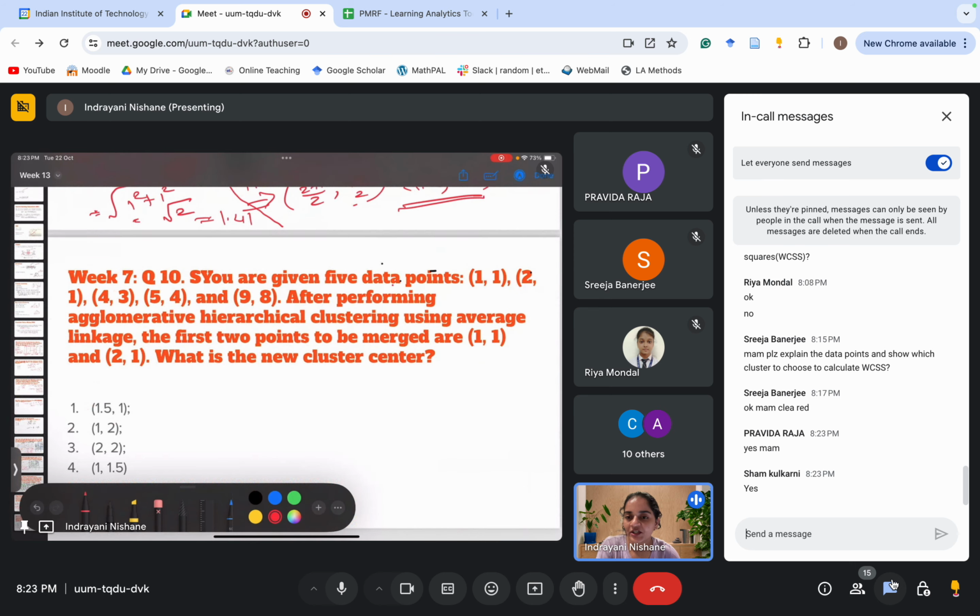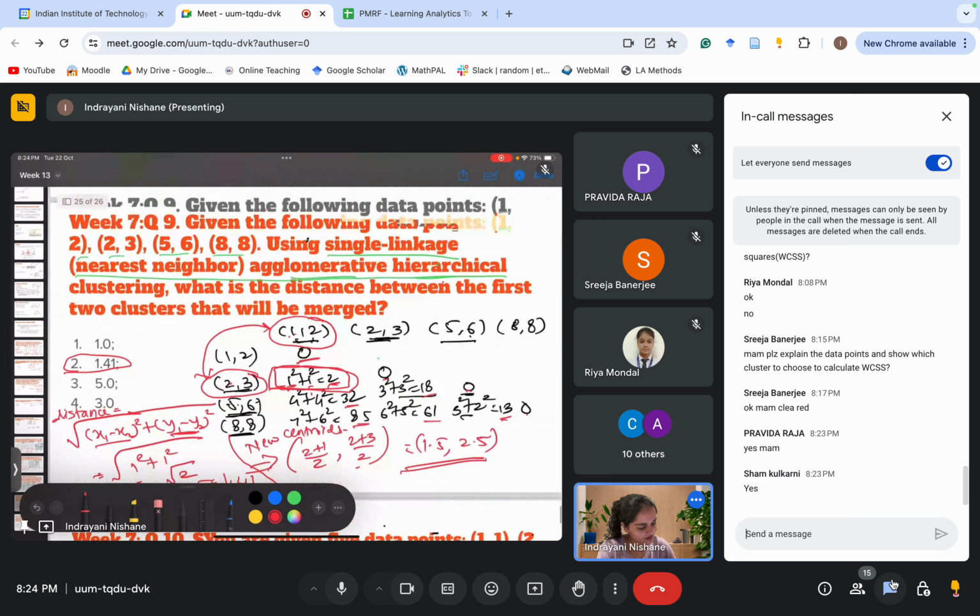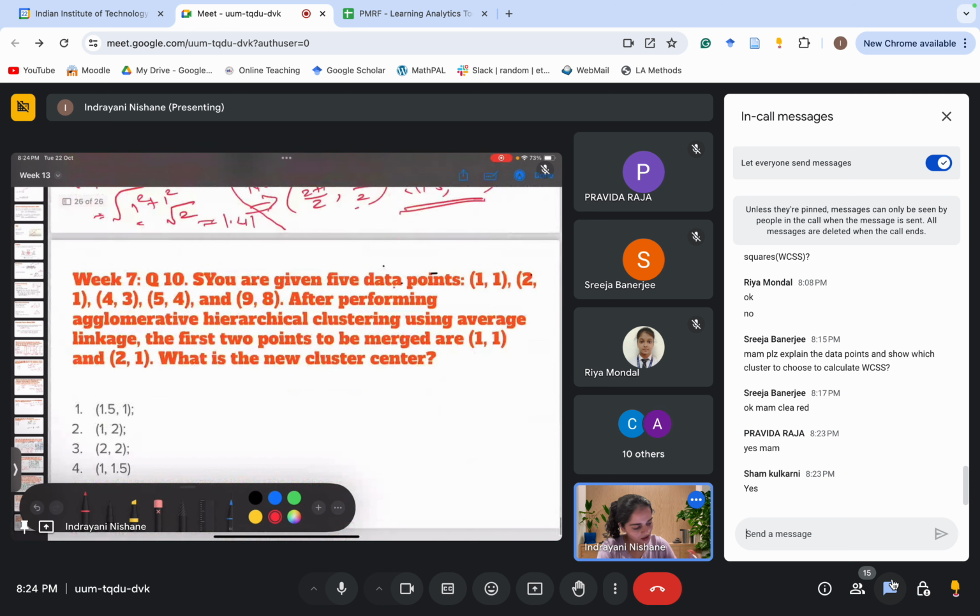So the next question: you are given 5 data points, again (1,1), (2,1), (4,3), (5,4), (9,8). I think these are the same data points that we had somewhere up. After performing agglomerative hierarchical clustering using average linkage, another fancy name, we will not delve too much into that name, the first 2 points to be merged are (1,2) and (2,1). Now what is the new cluster center?